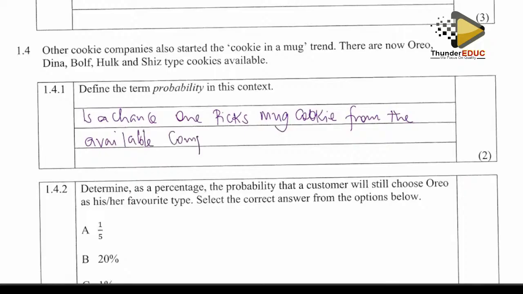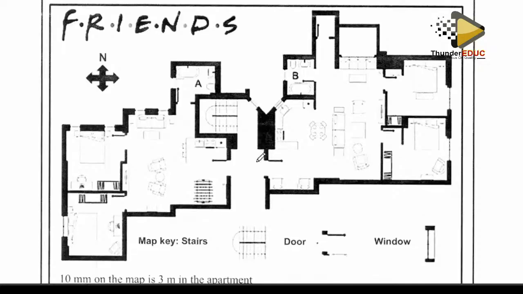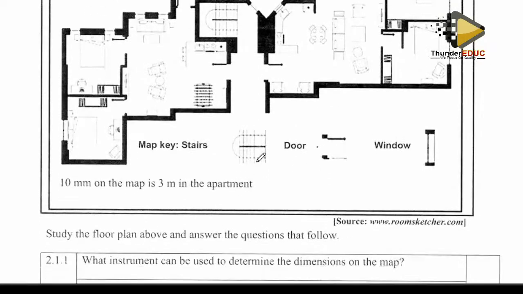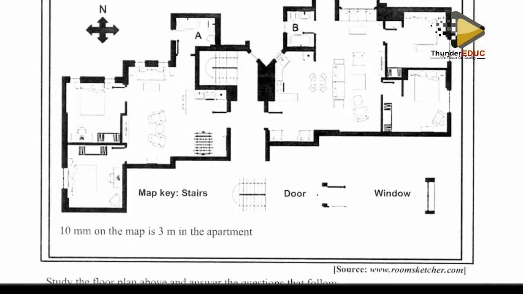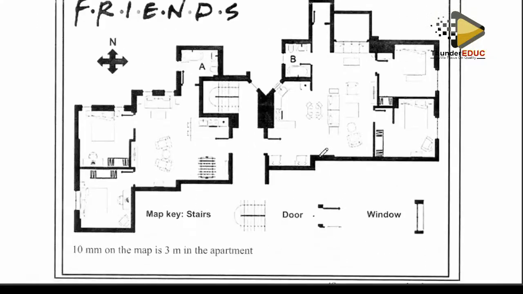What? Compounds. Number 2, Friends is an American sitcom that aired from 1994 to 2004. The show revolves around 6 friends in their 20s who shared an apartment in Manhattan, New York. The floor plan of the apartment is shown below. So they're asking us questions. Study the floor plan above and answer the questions that follow.